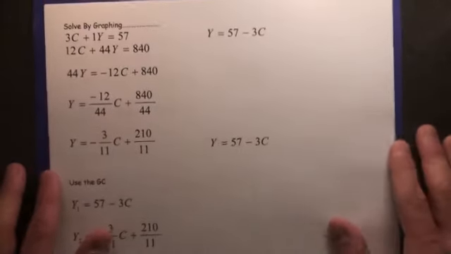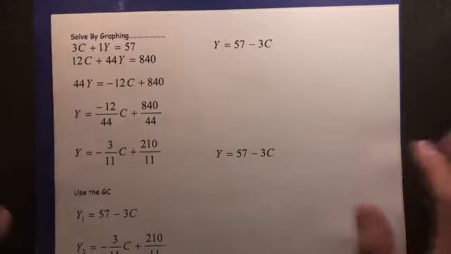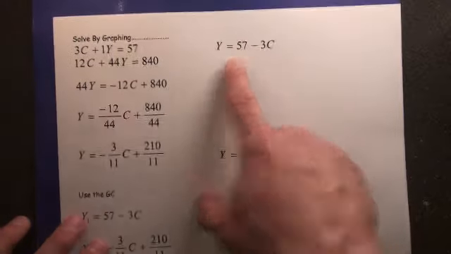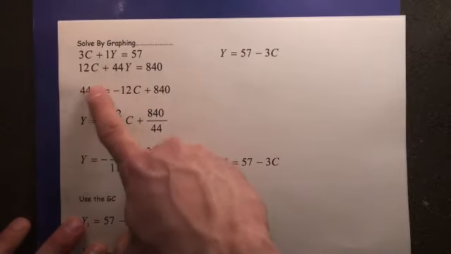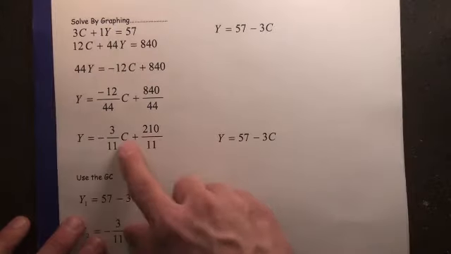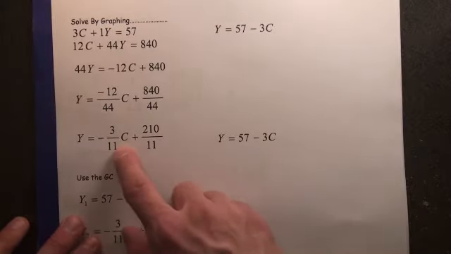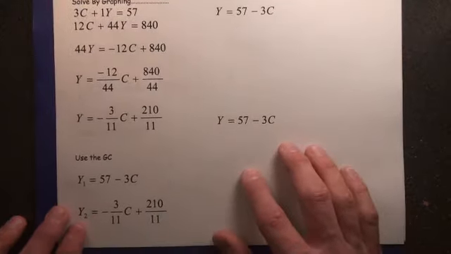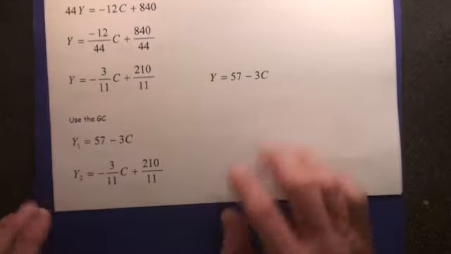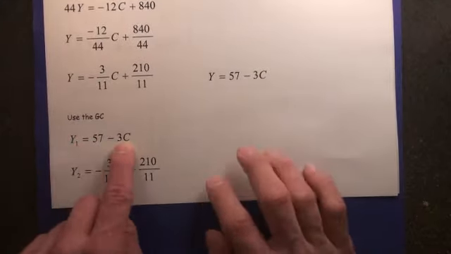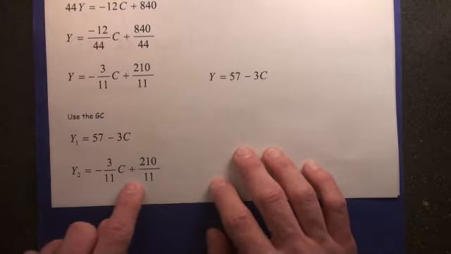Another way to do this would be solved by graphing. So we have our two original equations. You solve for y, there's one of the equations. Solve for y on the second one by subtracting 12, dividing by 44. If you reduce the fractions, you get -311c plus 210 over 11. So what we do is we plug in y1 equals 57 minus 3c, and y2 equals this.